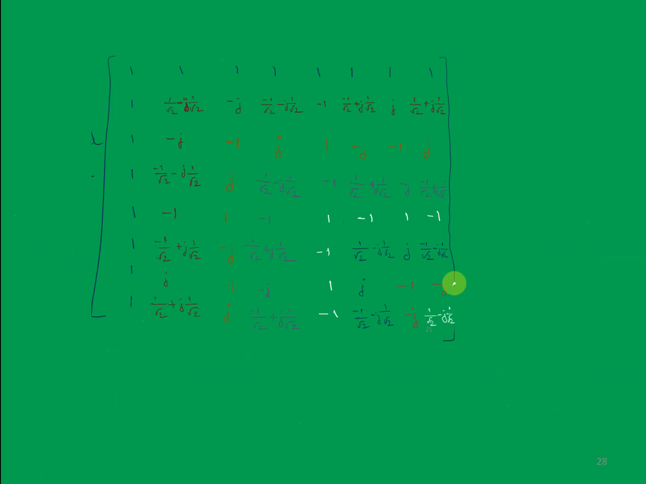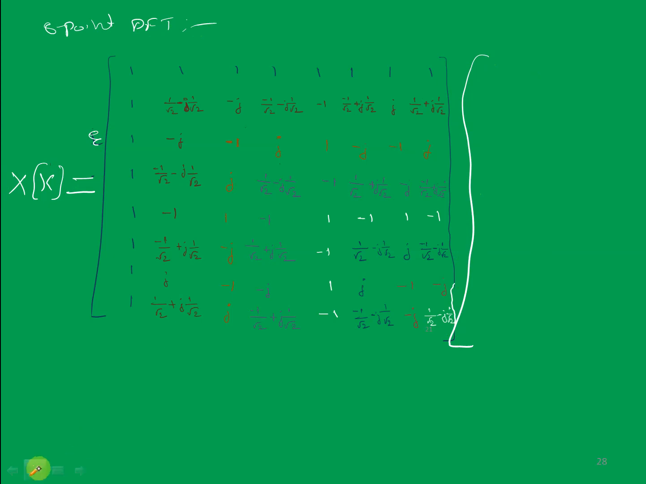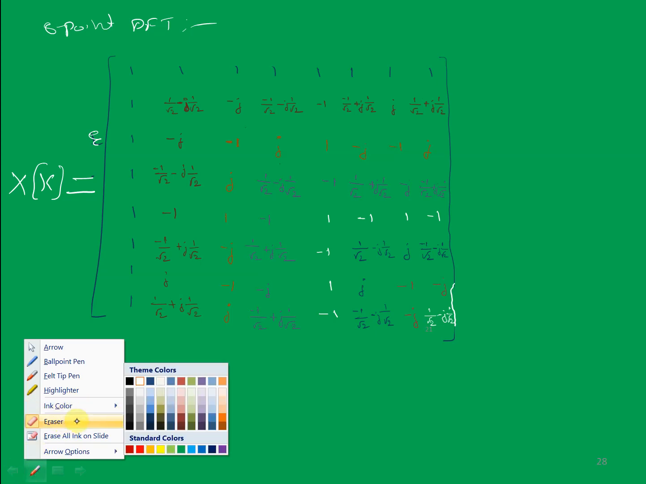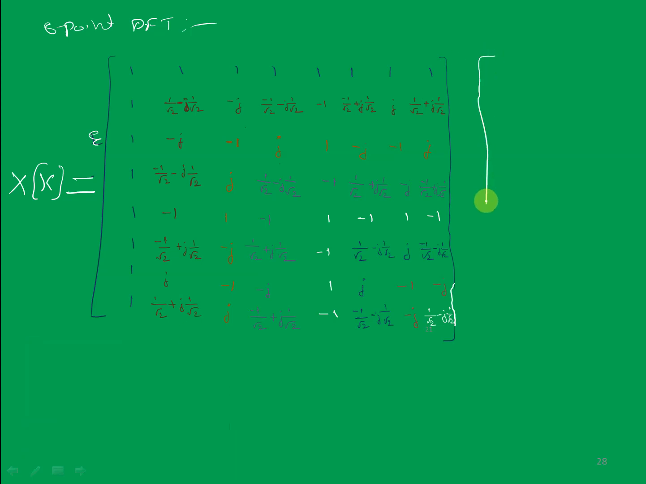Now this is the alternate method to find the 8-point DFT. We have seen one approach. Another approach is x of k equal to, take the DFT kernel, already discussed in the previous video, and then take the input sequence, here 1 1 1 1 1 1 0 0.